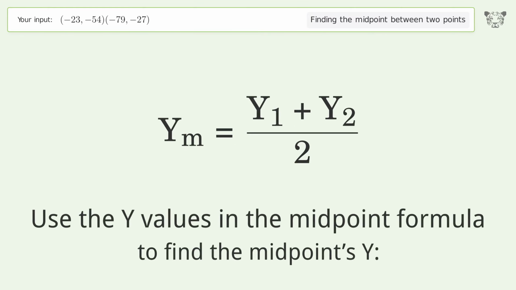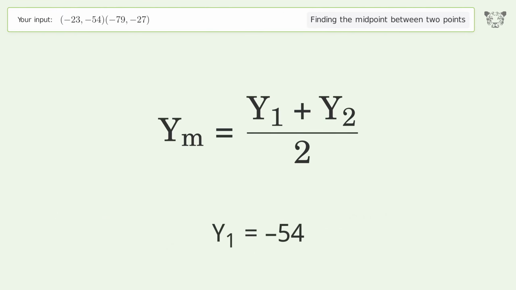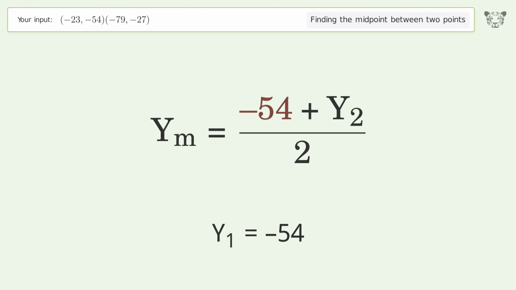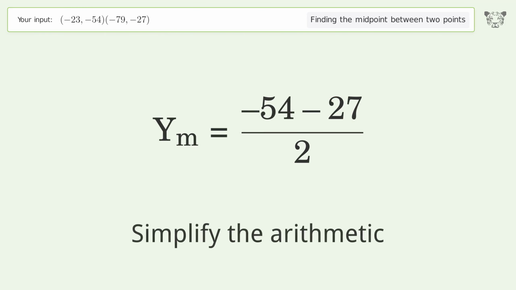Use the y values in the midpoint formula to find the midpoint's y. y1 equals -54. y2 equals -27. Simplify the arithmetic.